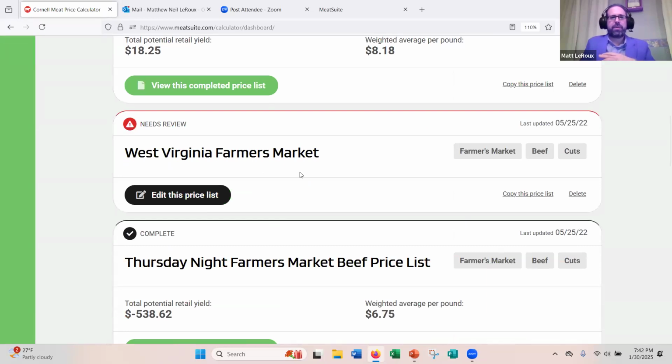If I was starting a fresh pricing sheet, it would ask me what market channel are you pricing for, what species, and are you doing it by the cut or by the carcass? So you can see here that for my West Virginia farmers market, it shows in these gray boxes that this pricing sheet is for farmers market beef cuts. And so now all I have to do is go in and start working on it.